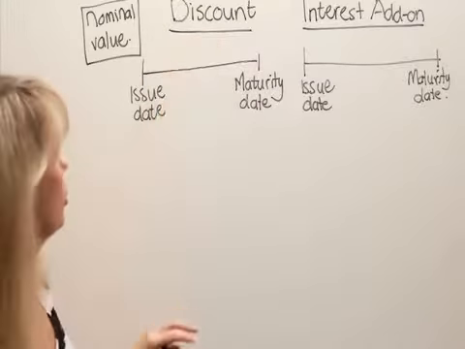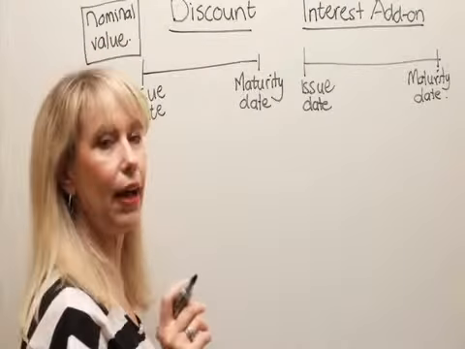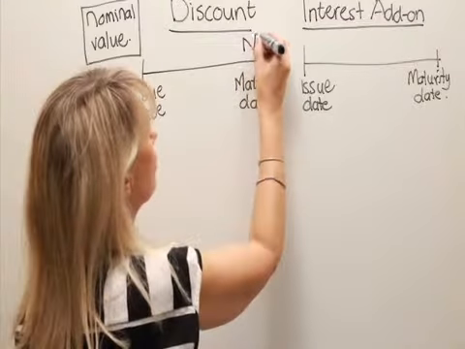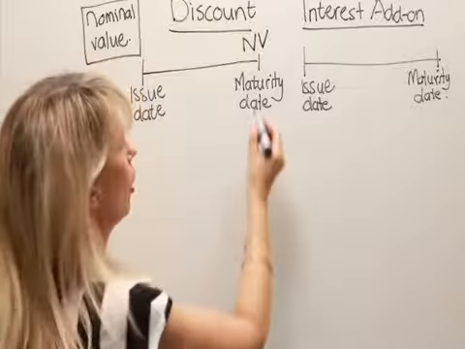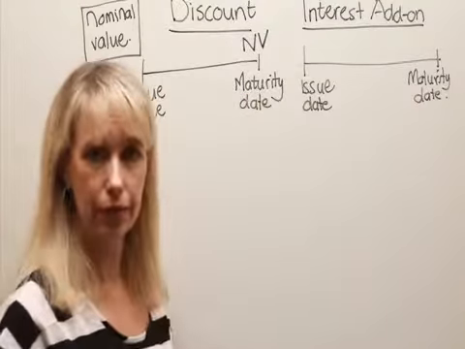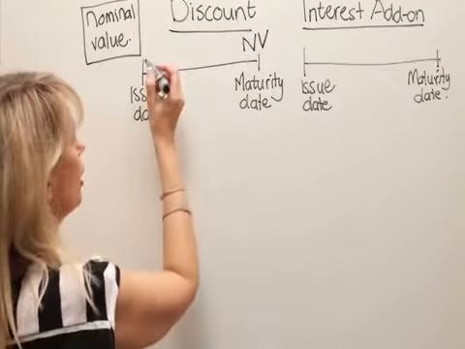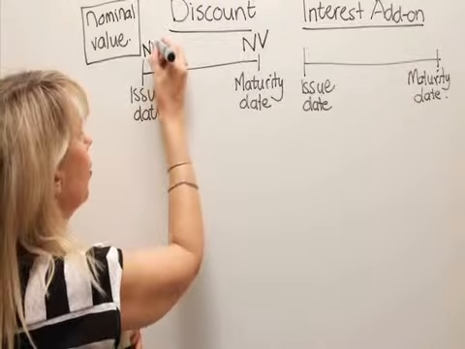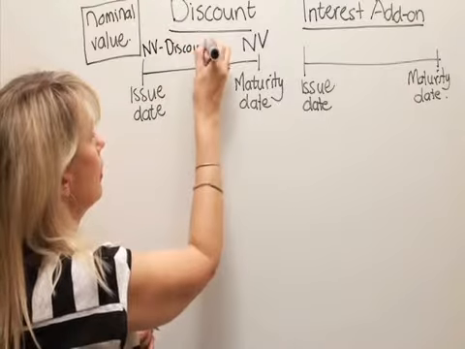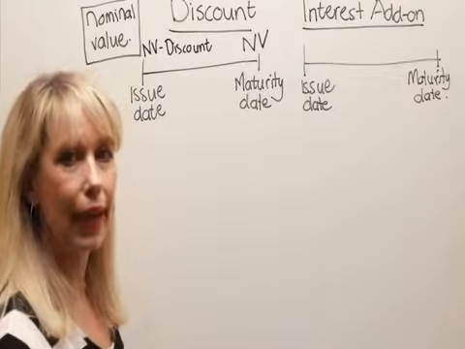So for a discount instrument, the nominal value, it's also called the face value, will be the amount that you will receive on the maturity date. So on the maturity date for a discount instrument, you will receive the nominal value. And when you buy it, before that, when it's issued, you're going to pay the nominal value minus a discount. And that discount is going to be determined by the discount rate.